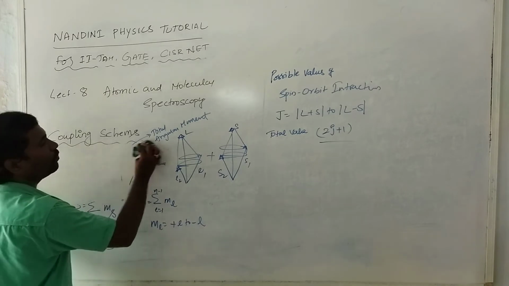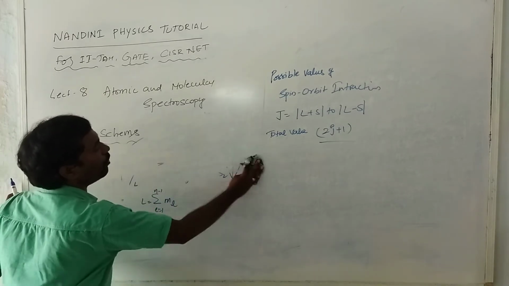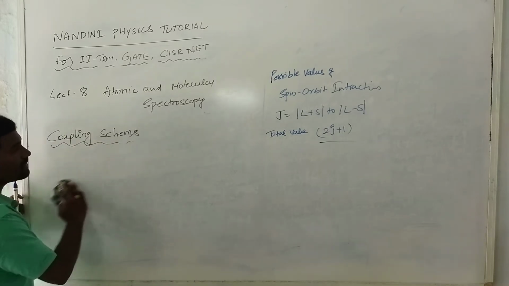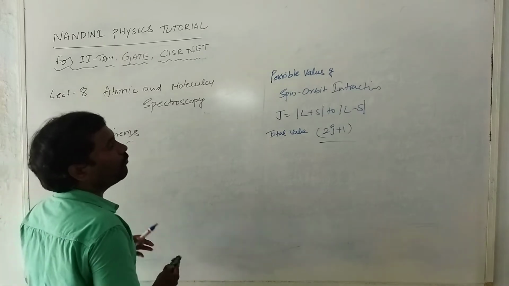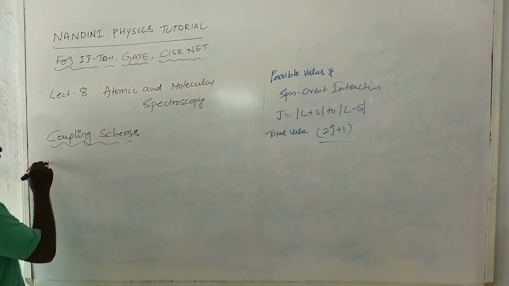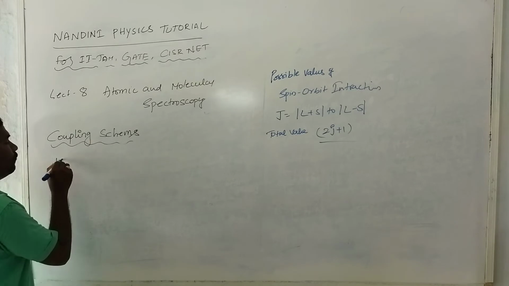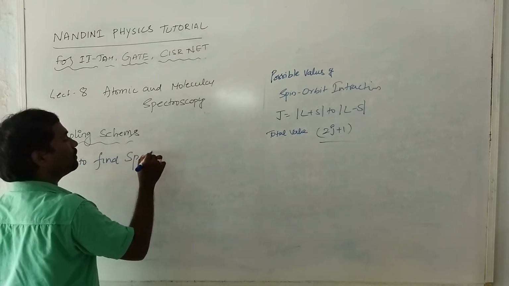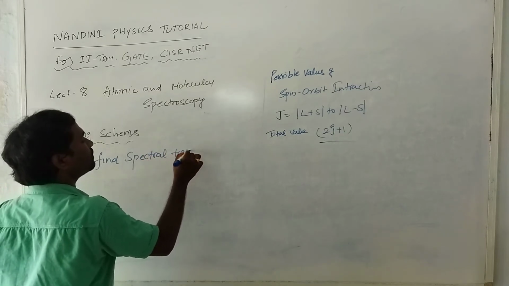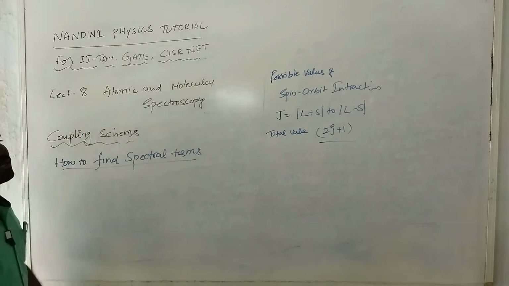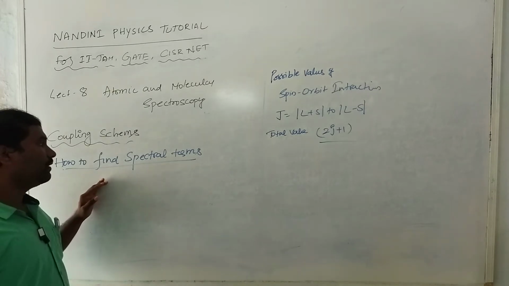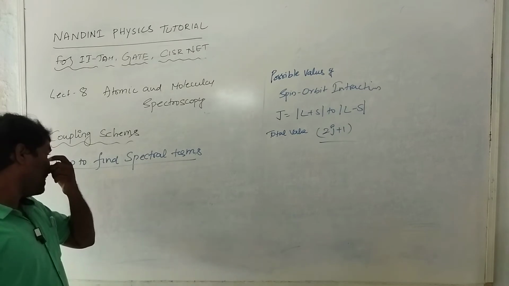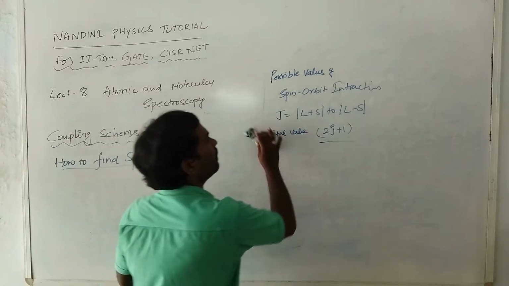Right now I want to do some mathematical problems and calculations regarding these coupling schemes. That is, how to find spectral terms. Our question is how to find spectral terms. In the previous class I explained the term symbol. Right now I want to find out spectral terms.